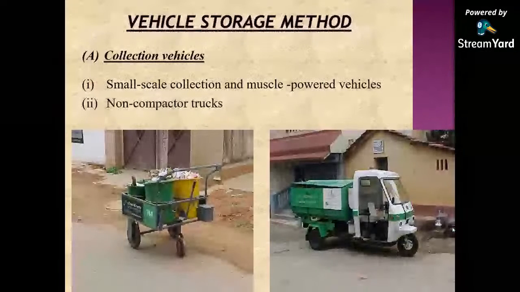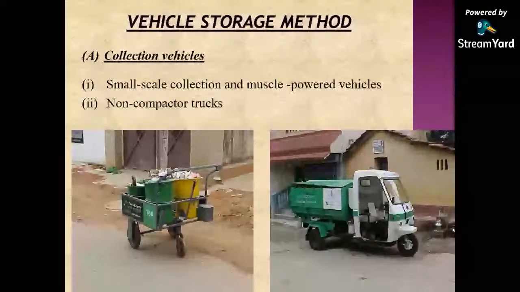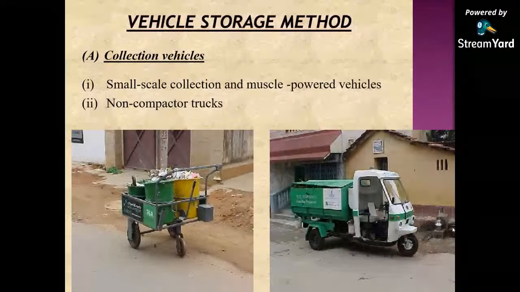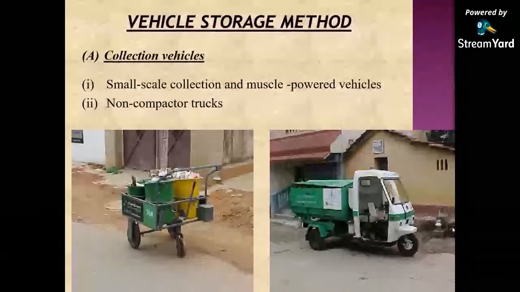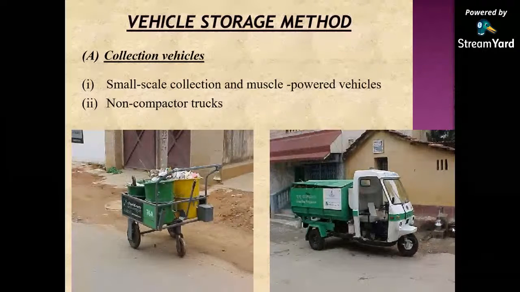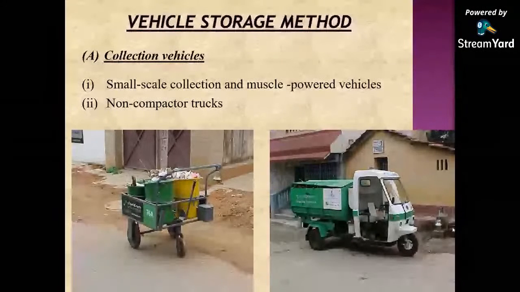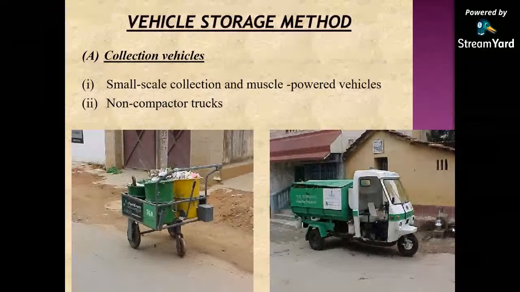Next is vehicle storage method. In this, first is collection vehicle. Almost all collections are based on a collector and collection crew, which move through the collection service area with a vehicle for collecting the waste material. The collection vehicle selected must be appropriate to the terrain, type, and density of waste generation points. It also depends upon the strength and capability of the crew that will work with it.